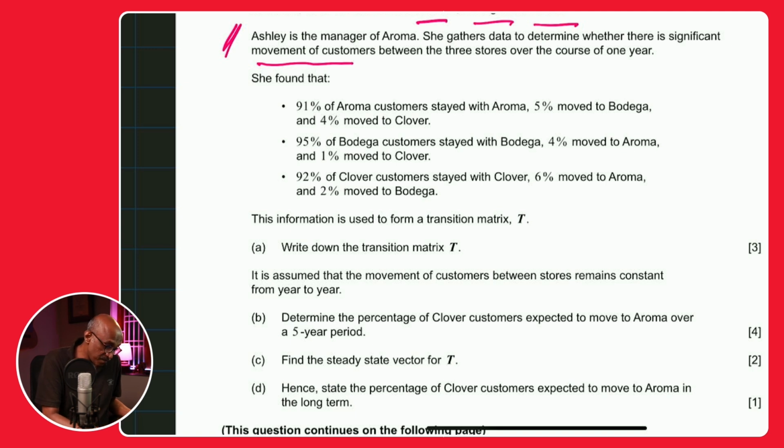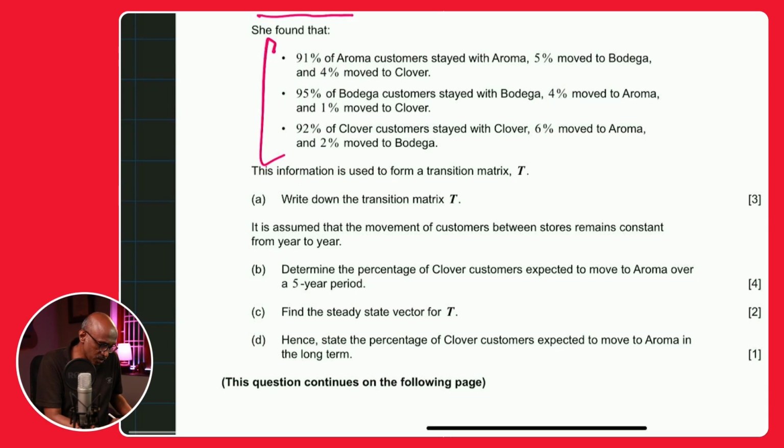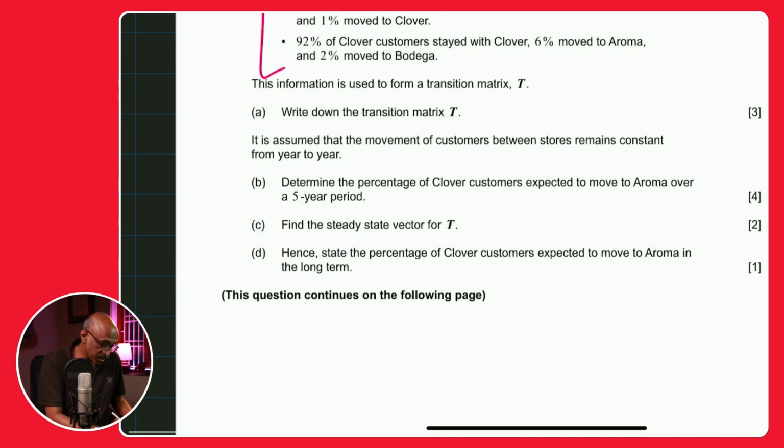She found that, okay, now you can see that we are using some ideas from Markov chains here very quickly. You can see that 91% of Aroma customers stayed with Aroma, 5% moved to Bodega, and 4% moved to Clover. All right, 94% of Bodega customers stayed with Bodega, 4% moved to Aroma, and 1% moved to Clover. And 92% of Clover customers stayed with Clover, 6% moved to Aroma, and 2% moved to Bodega. This information is used to form a transition matrix T. Write down the transition matrix T, and it's for 3 points.